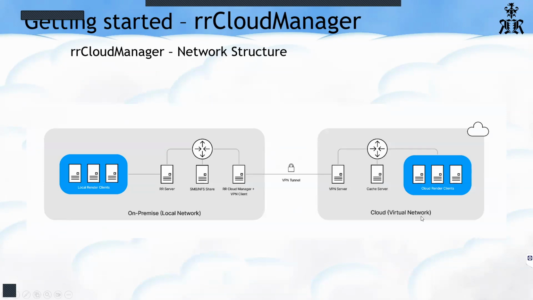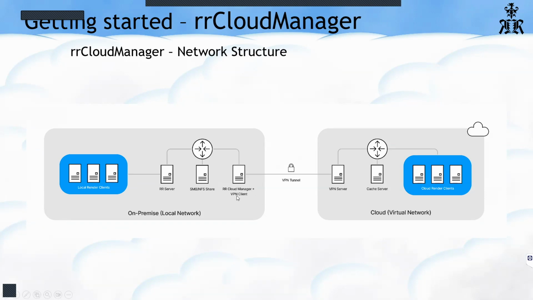Okay, and before we go to the live demo, I want to quickly show you the network topology, the network structure of our hybrid setup. The left side you see here is the on-premise, the local network. You have the Royal Render server, as you might probably have already. Then you have your SMB/NFS share, where all of your data resides, your scenes, your textures, and so on and so forth. And you have your local render clients.